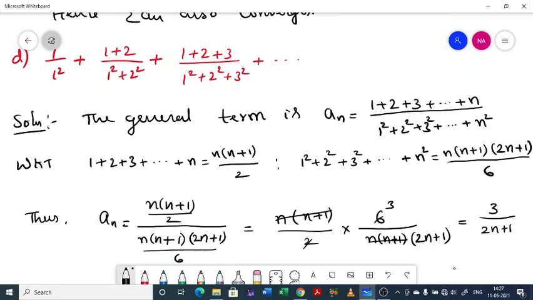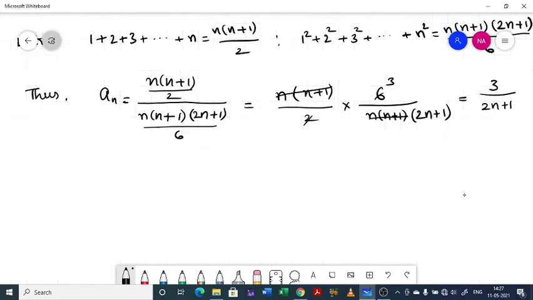So we have an is 3 by 2n plus 1. Choose bn. So bn obviously you have to choose as 1 by n. Degree of the denominator is 1, degree of the numerator is 0, 1 minus 0, so k will be 1, so 1 by n power k, that is 1 by n.